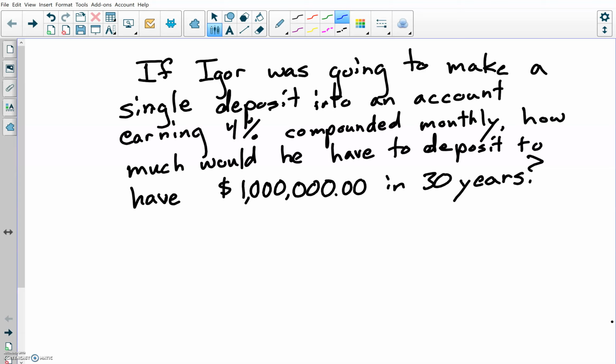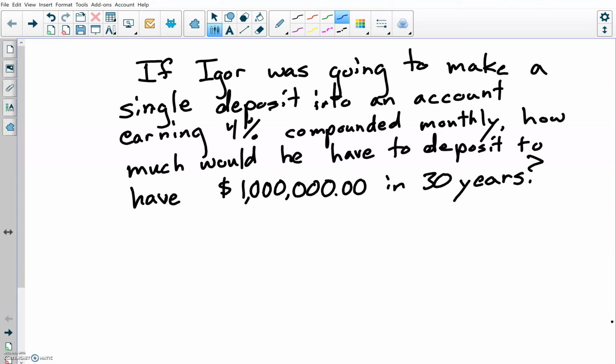In a problem like this, first thing you do, you kind of read through it. If Igor was going to make a single deposit into an account earning 4% compounded monthly, how much would he have to deposit to have $1 million in 30 years? Your first step is to decide which formula is going to help you solve this.